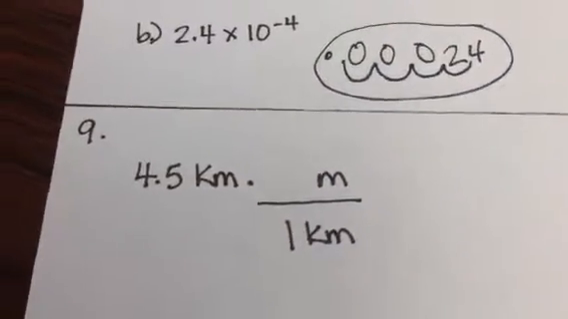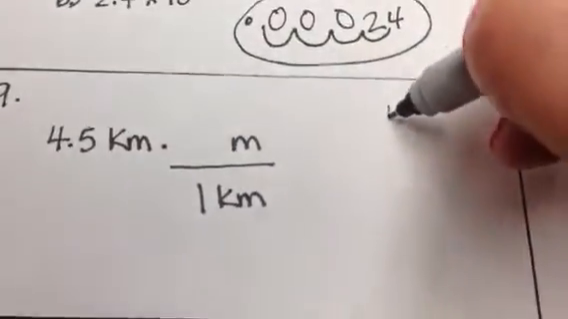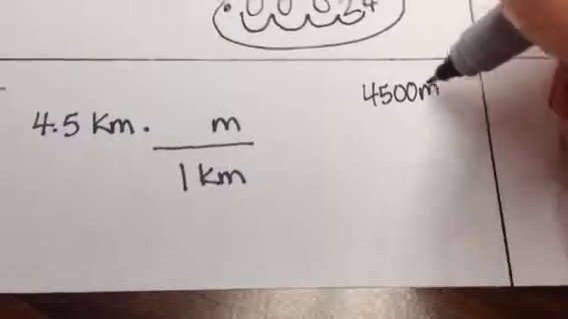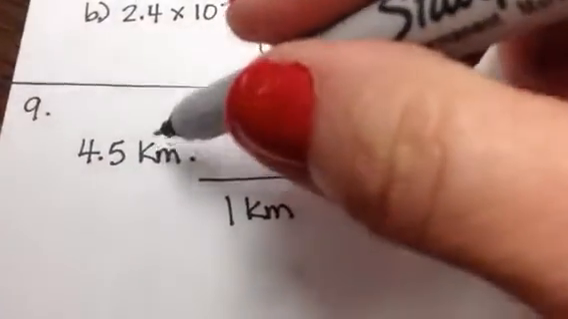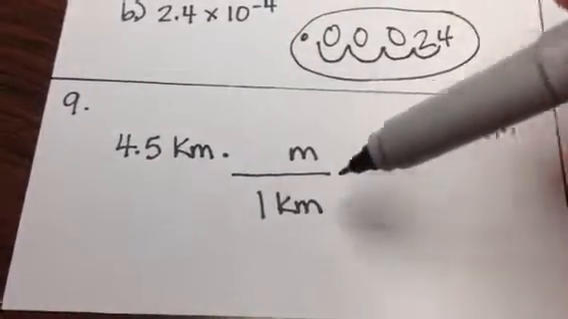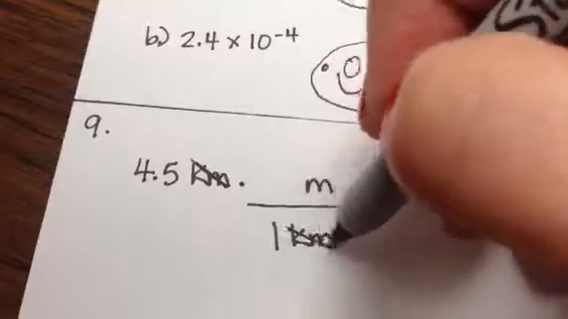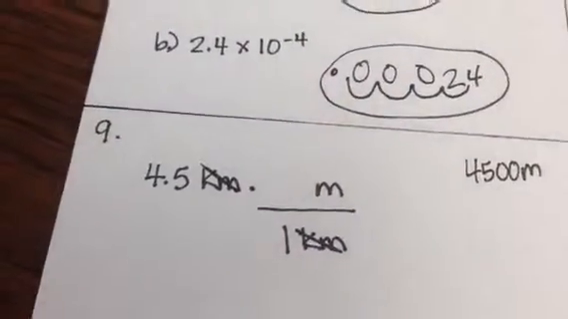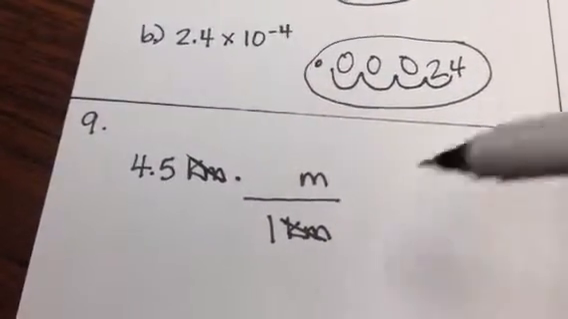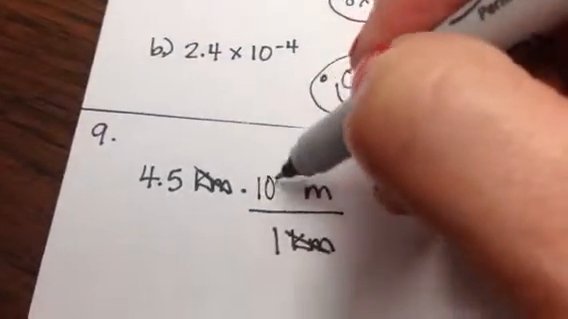It says compare 4.5 kilometers to 4,500 meters. So over here, we have these 4,500 meters, and we want to know, is this greater than, equal to, or less than? So it's a unit conversion. So I put my kilometer here, my kilometer down here. Why? So I can get rid of that label. Now you need to know how many meters are in a kilometer. I'm going to tell you. You need to remember this.